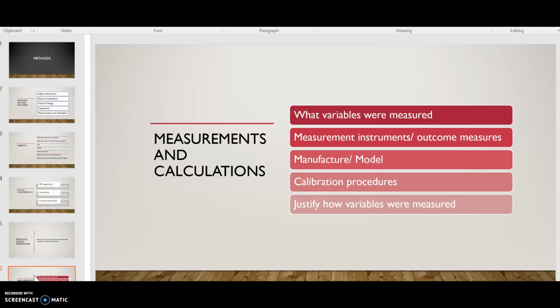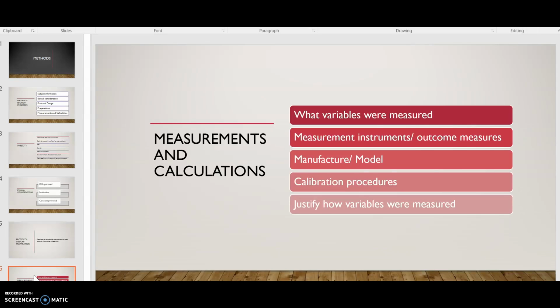The next section and the last section that we're going to focus on for now, because after this we would really add data analysis, but we'll get to that in a later portion of the class, is measurements and calculations. So you need to talk about what variables were measured in this study, and also describe what measurement instruments were used, or what outcome measures were used and why. Were they valid and reliable? Where did you get that literature from? Okay. For the different measurement instruments that you are utilizing, make sure you talk about the manufacturer model.